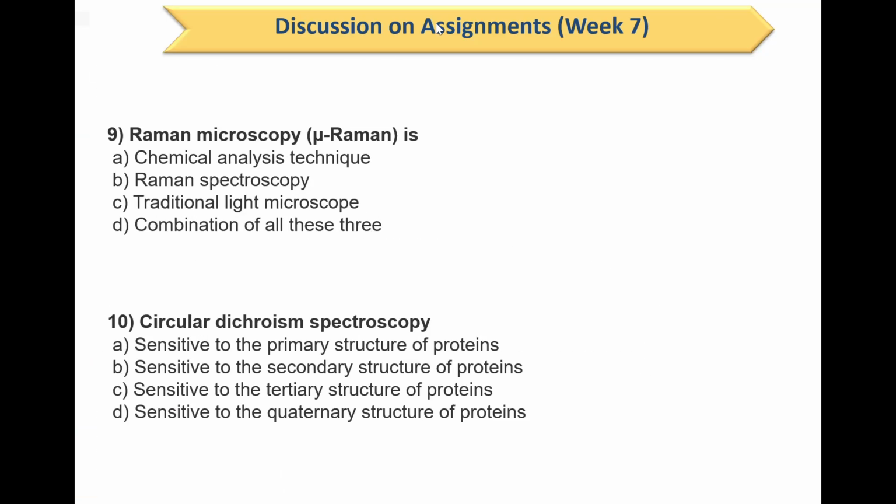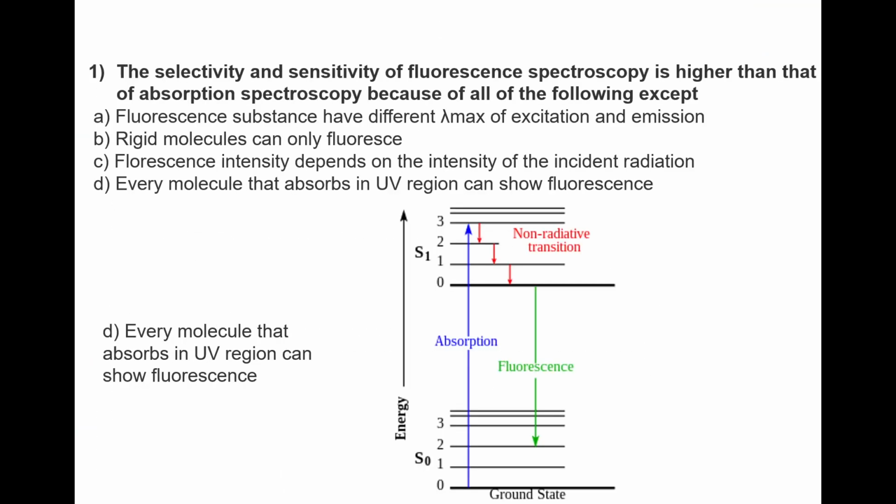So the first question is: the selectivity and sensitivity of fluorescence spectroscopy is higher than that of absorption spectroscopy because of all of the following except. This is telling you that fluorescence spectroscopy is normally more selective and sensitive as compared to normal absorption spectroscopy. Why is that so?